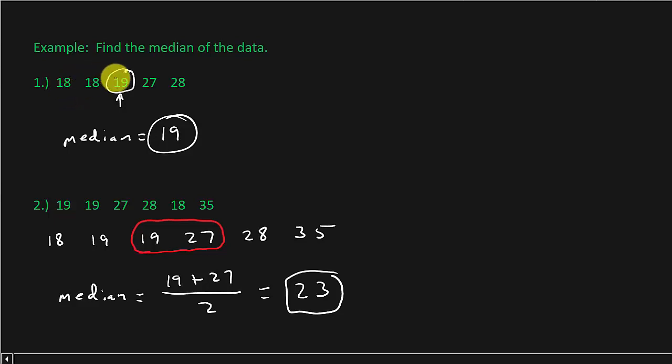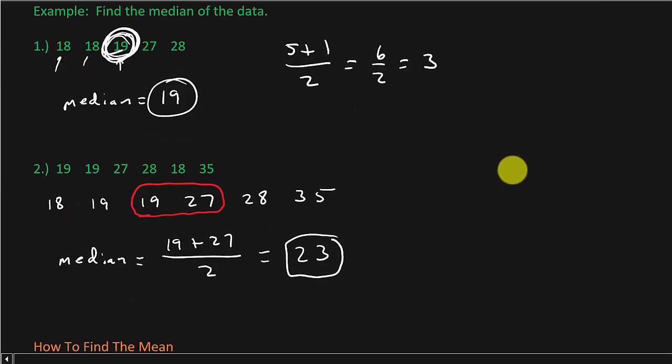But look, we got 1, 2, 3, 4, 5. So 5 plus 1 over 2 is 6 over 2, which equals 3. So there's your median. 1, 2, 3. It's the third number.